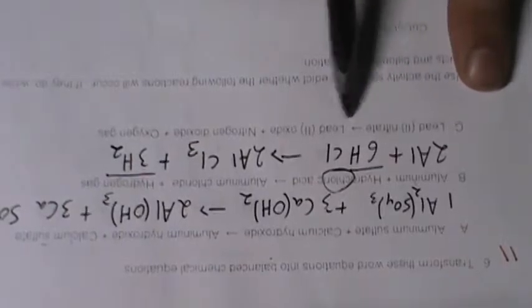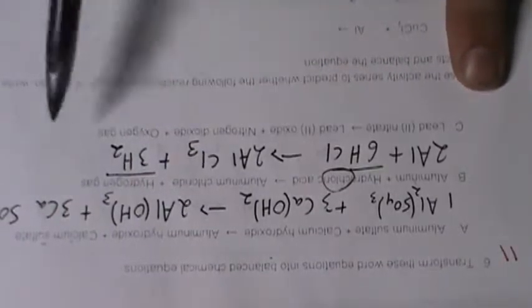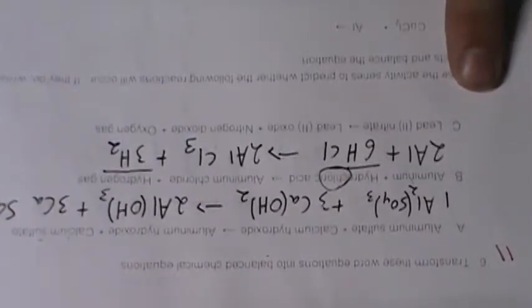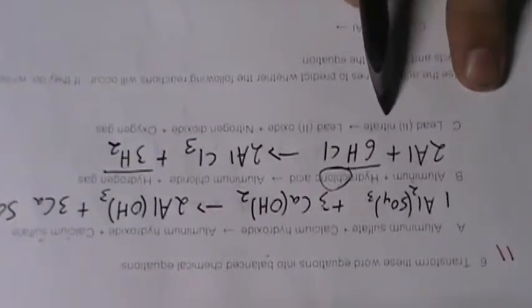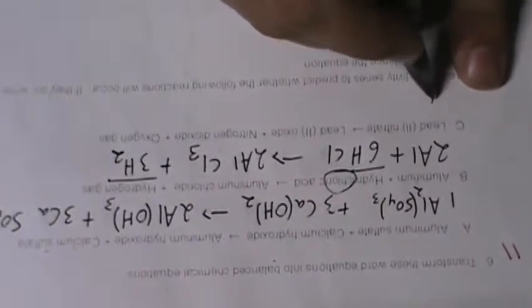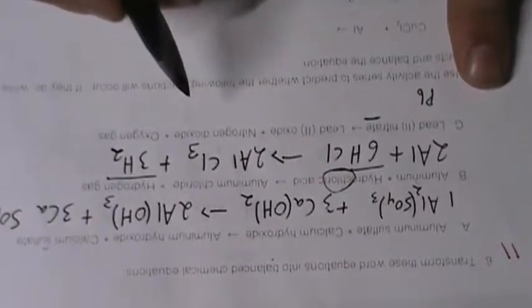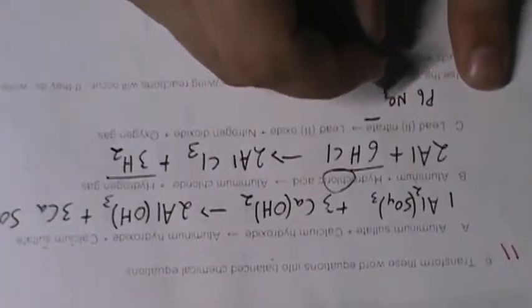Alright, last equation, lead-2 nitrate reacts to produce lead-2 oxide plus nitrogen dioxide plus oxygen gas. This one's actually going to be a little bit tricky to balance, but first let's start by writing the formulas for everything. Lead-2 nitrate. So the symbol for lead is Pb. Nitrate, ATE, according to our polyatomic sheet, is NO3.